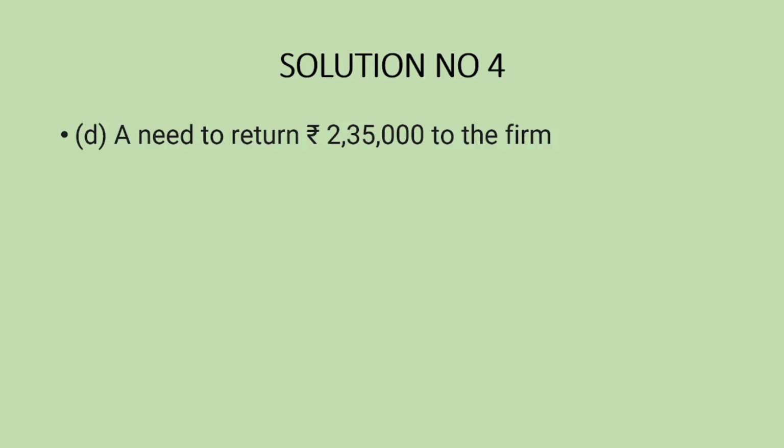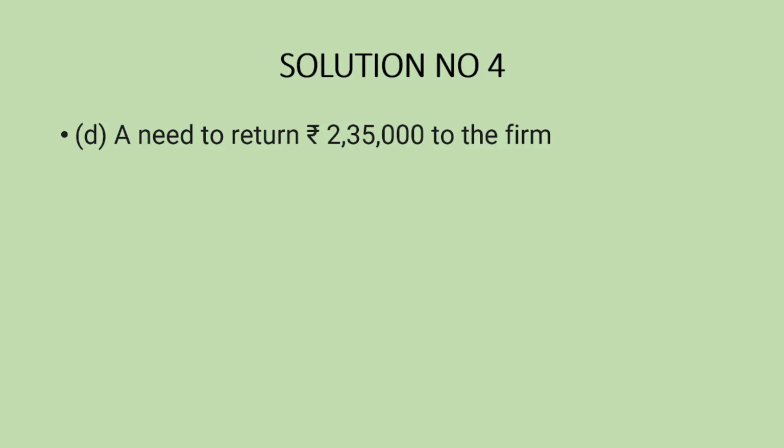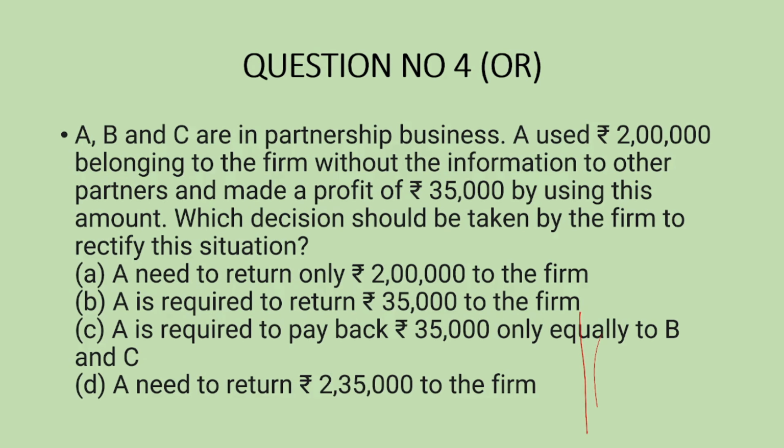So we decide finally, by seeing all the above-mentioned clauses, that A needs to return 2,35,000 to the firm. Why? Because here he has taken 2 lakhs from the firm without information and has made a profit of 35,000, and so he has to return the entire 2 lakhs and 35,000 to the firm.